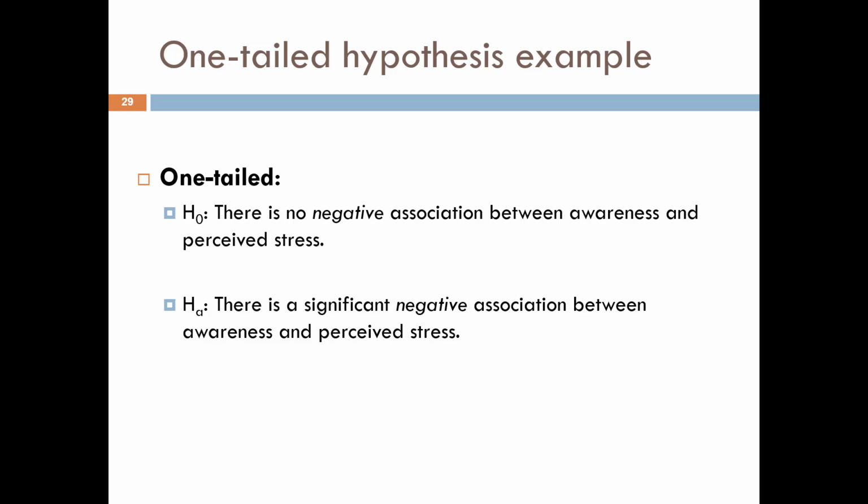Now, when we write it in terms of the population parameter, so again, rho is the population version of r, the correlation coefficient, the alternate hypothesis would say rho is negative. So your hypothesized correlation for the population would be negative, less than 0. If you look at the one-tailed null hypothesis, the opposite of this would be greater than or equal to 0. And so now both the alternate and the null hypothesis have a sense of direction.